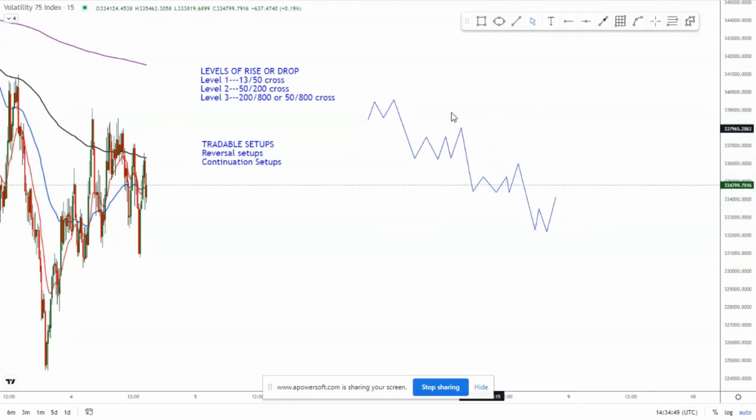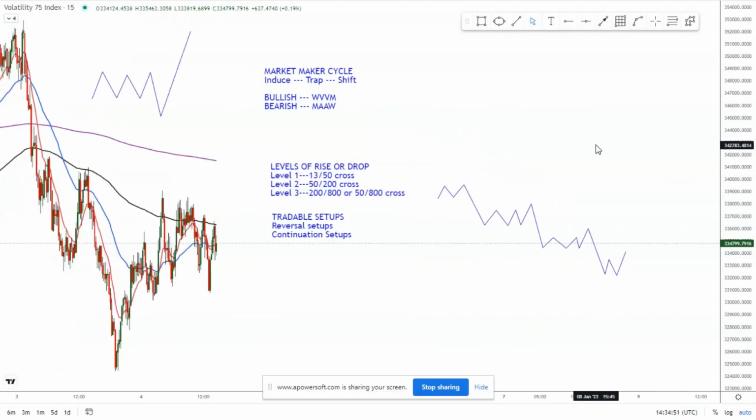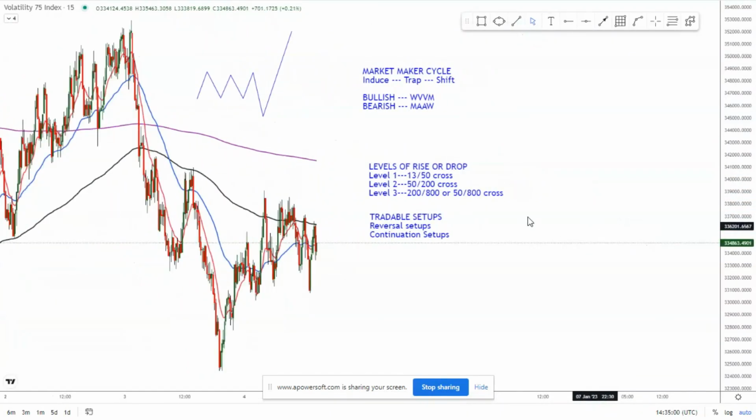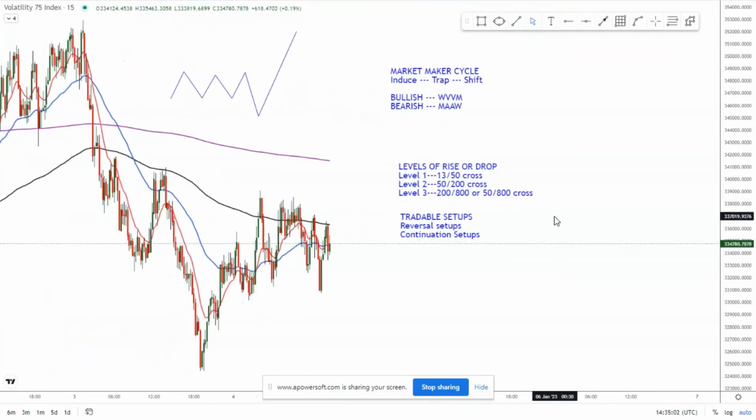So having known that, I'm just making an introduction. I've talked about the bullish and the bearish, and then he normally says that we normally have 3 levels.